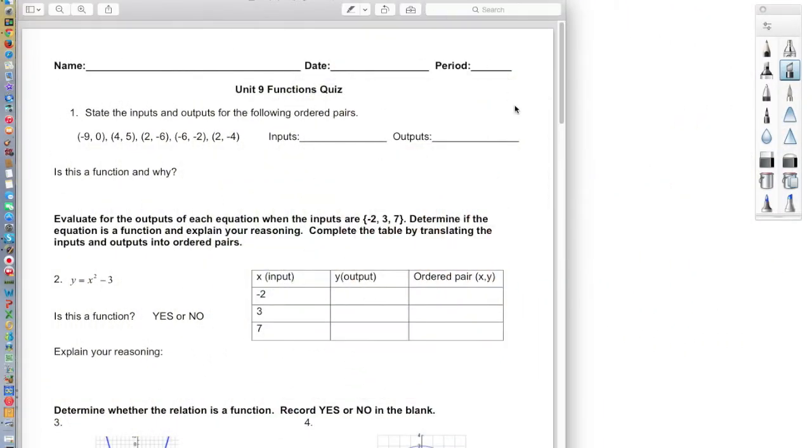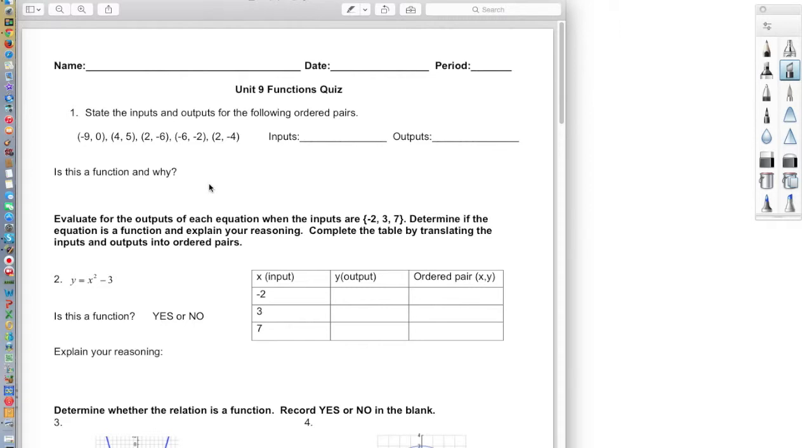Boys and girls, let's look at our assessment. Especially Core 3, ignore the whole quiz part. Okay, this is an open notebook graded assessment. Just do your very best. Here it says state the inputs and outputs for the following ordered pairs. Here are your ordered pairs. Pick out all the inputs, put them here, and separate them with commas. Then look over here again and put all your outputs on this line, separating by commas.